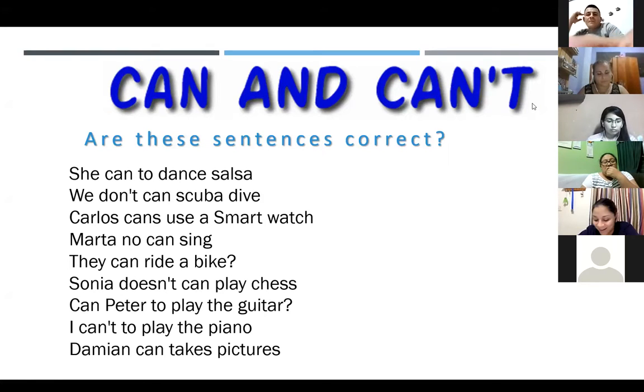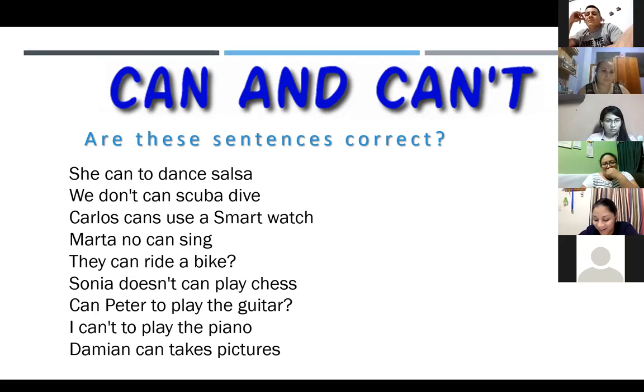Bueno, el primer error es que utilizan el verbo don't. Está utilizando el verbo don't en negativo. Okay. Entonces tiene que ser can't. Ok, can't. Perfecto. Ok, la número uno. Donde dice Marta. Vamos con Miss Laura, please, la número uno.